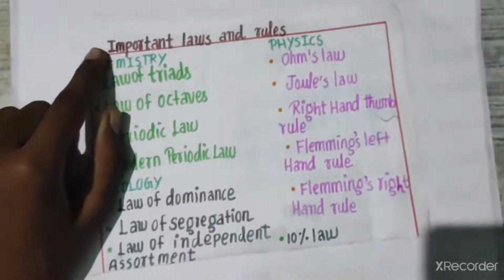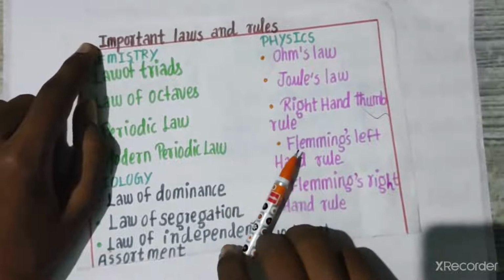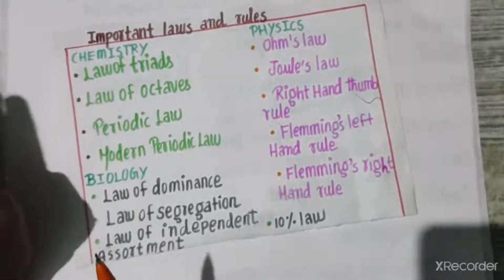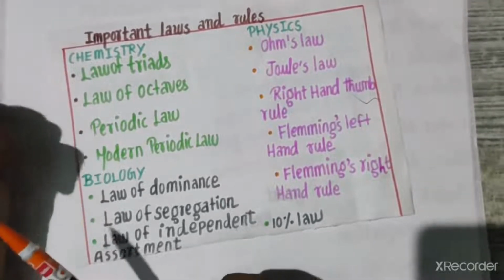Okay, so get through it, guys. So first we have Ohm's law, then Joule's law, then the right hand thumb rule, then Fleming's left hand rule, then Fleming's right hand rule. These are the five important formulas, laws and rules which you have to discuss. This is very important for your term 2 exam.